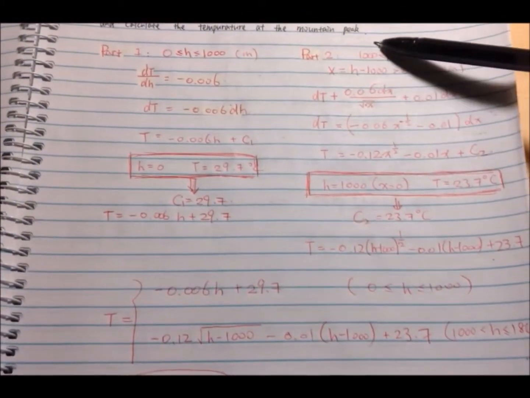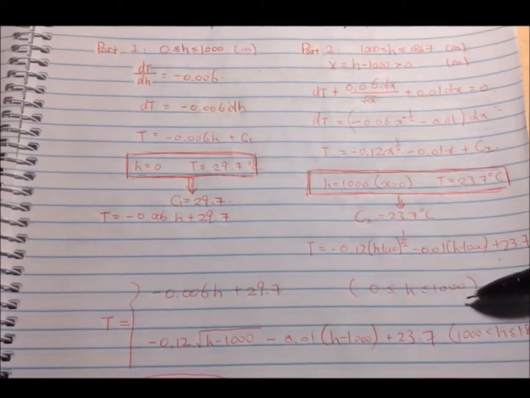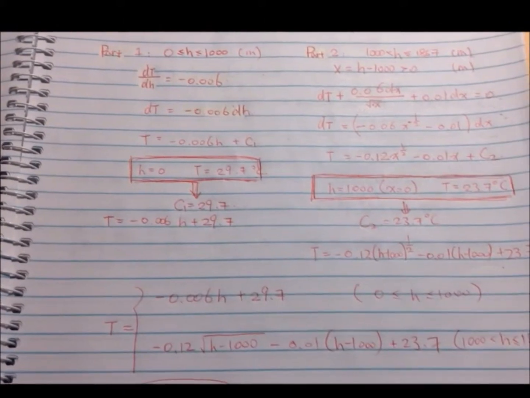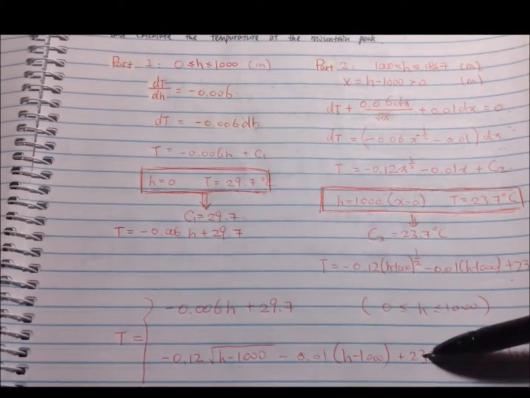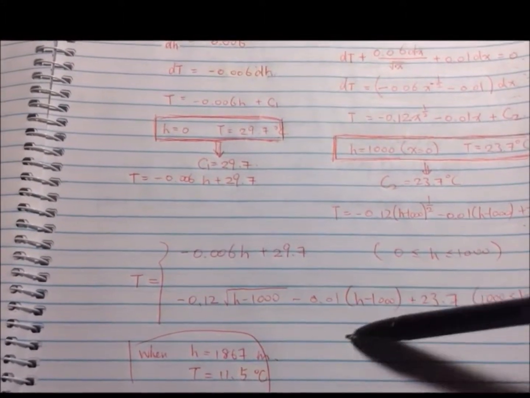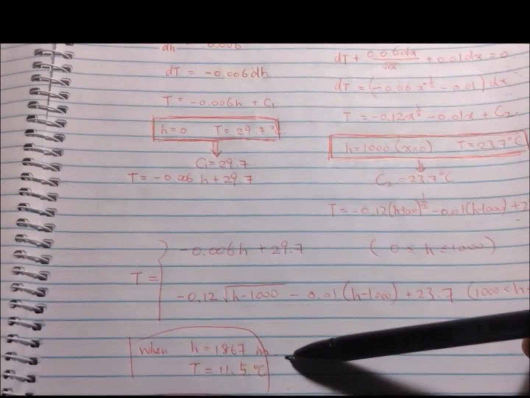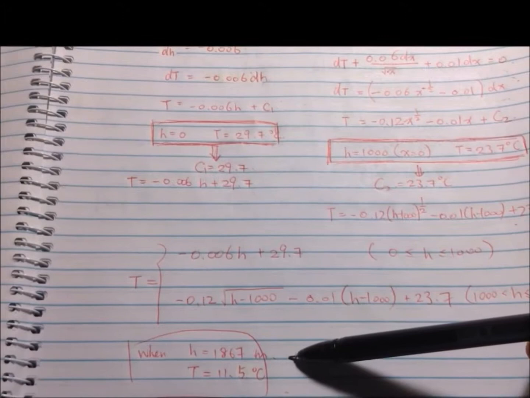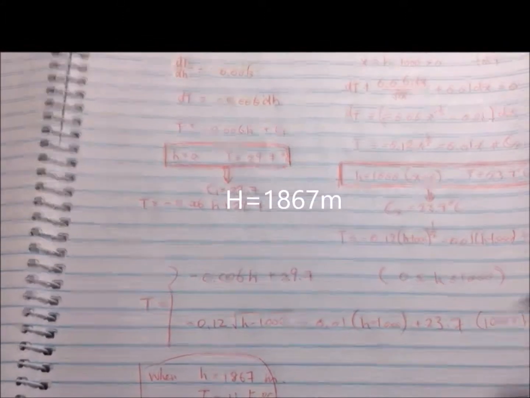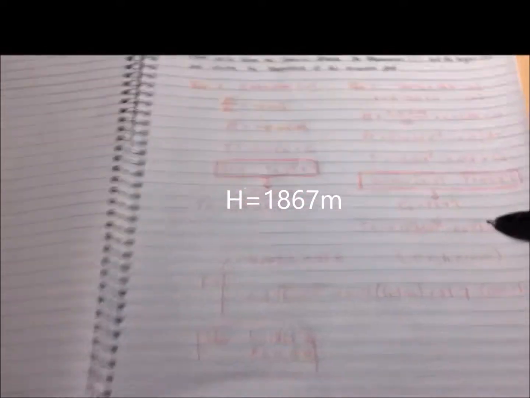In order to calculate the temperature at the mountain peak, just substitute the value h equals 1867 into the second equation here. Then we end up with a result saying, when h equals 1867 meters, T equals 11.5 degrees. So that's the whole video.